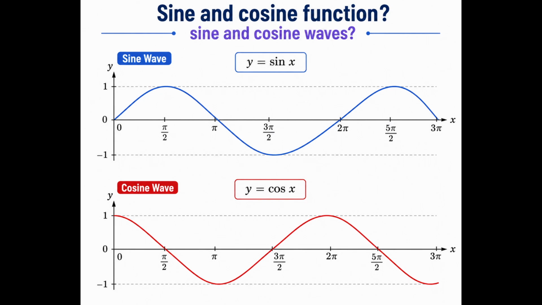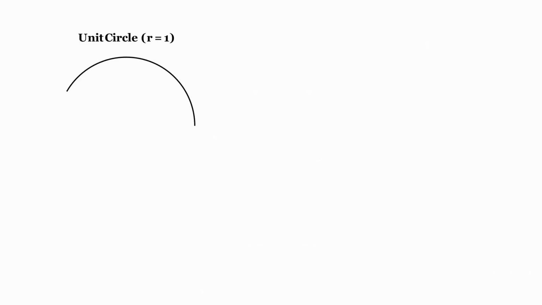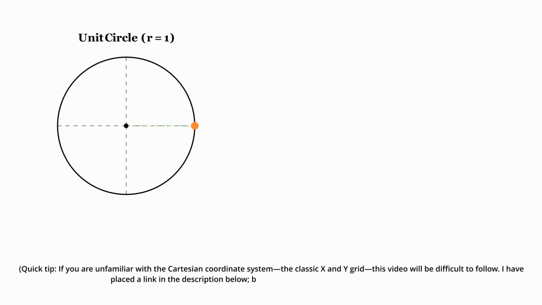So, to understand this concept, let's look at a circular road with a car moving along it. Now, one important thing to note is that this circle has a radius of exactly 1 unit. You will understand why shortly.